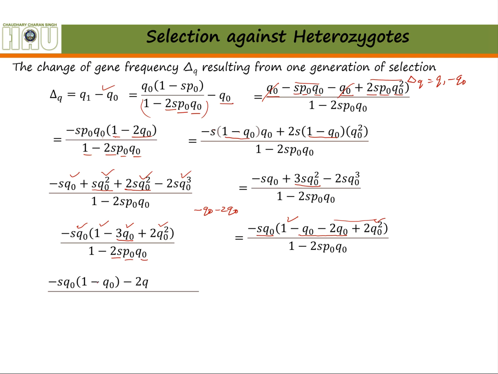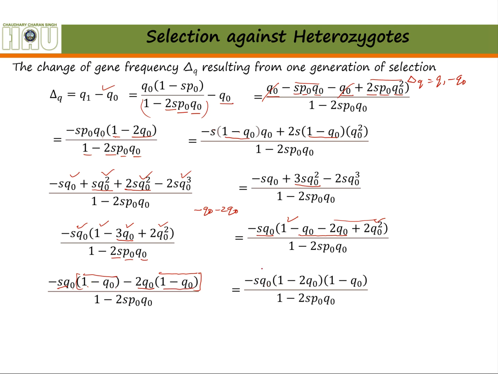So it is minus SQ0, 1 minus Q0, minus 2Q0 if I take common, this is 1 minus Q0. So finally, if I take 1 minus 2Q0 common from these two terms, so I will get minus SQ0 and minus SQ0, 1 minus 2Q0 into 1 minus Q0.